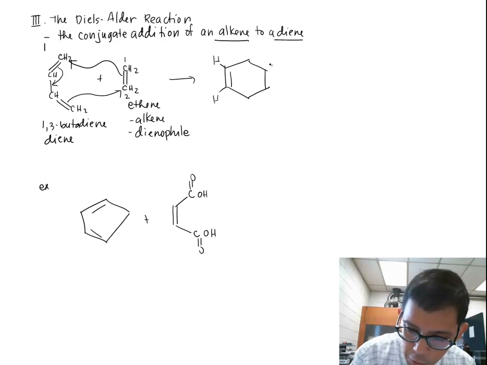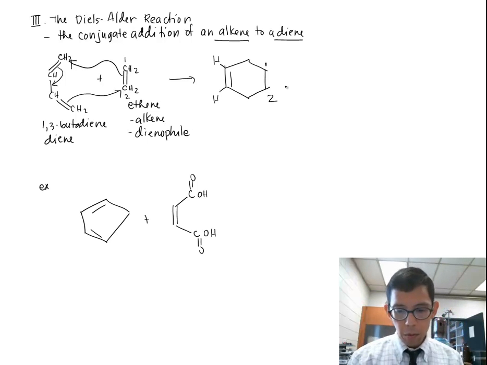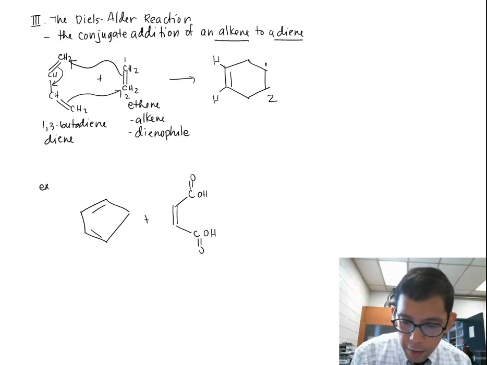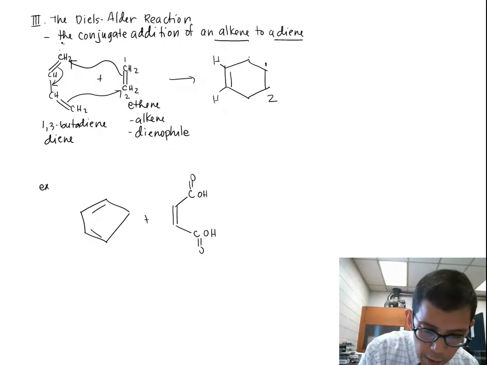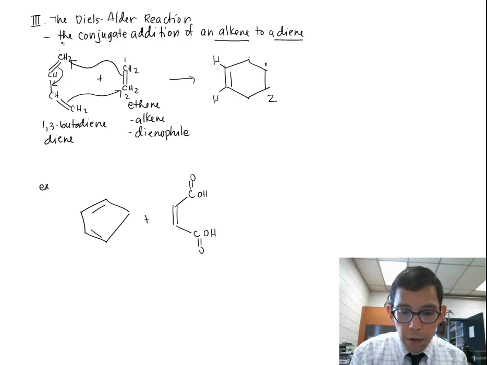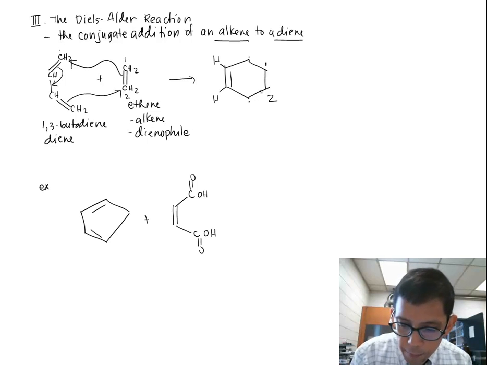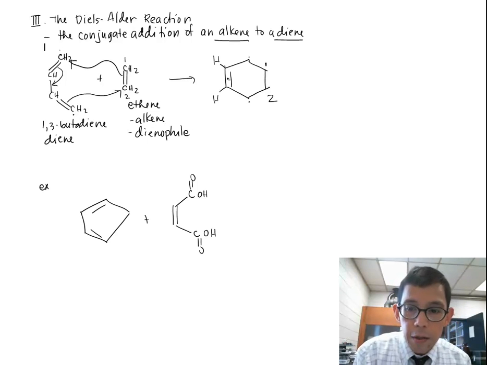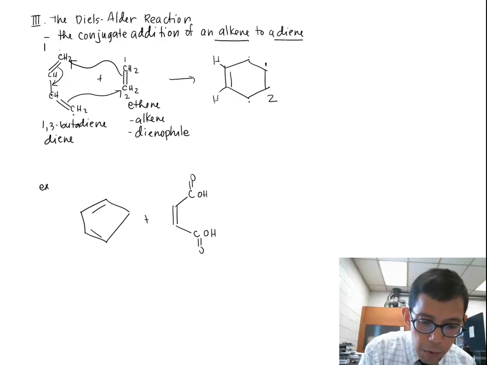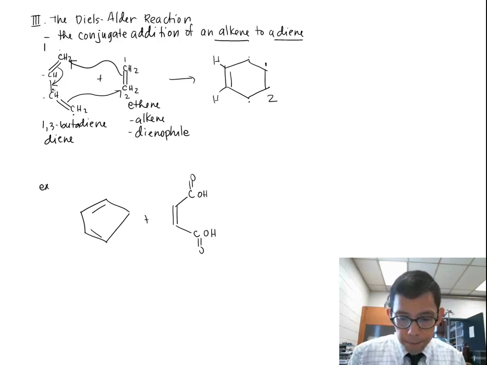Over here, this is your carbon 1, and this is your carbon 2. Okay, so that there is this on your diene, and this carbon is this carbon on your diene, and those two carbons on your cyclohexene are these two carbons on your diene. Okay, let's do an example.